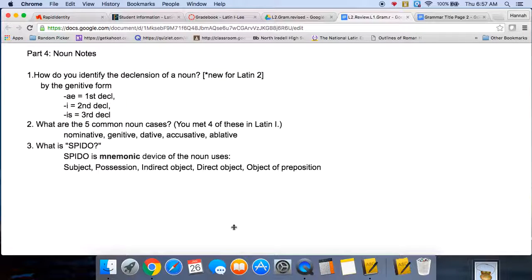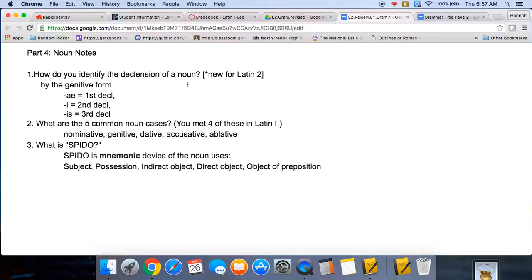Okay, this brings us down to the noun notes, identifying the declension of a noun. Just like you have conjugations for verbs, those are the verb families, you have noun families. There are 3 noun families that we looked at in Latin 1.